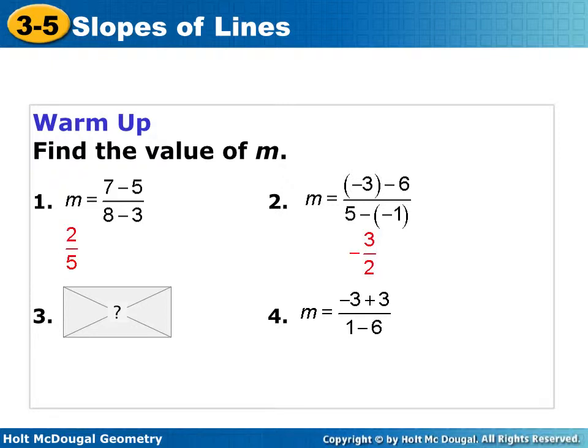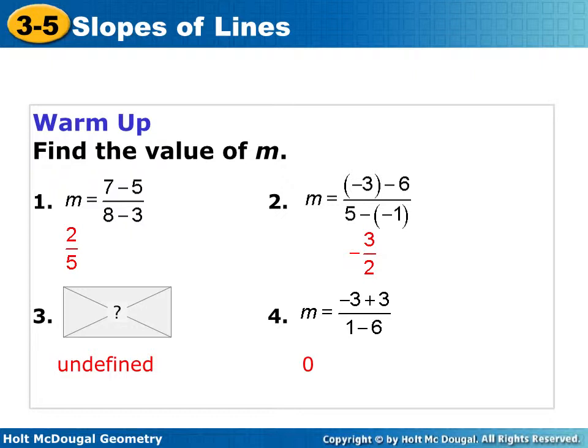2/5, -3/2, undefined, and 0. For question number 3, remember you can never divide by 0, so when you get 0 in the denominator of a fraction, it immediately becomes what we call undefined. This means that it's not a real number.